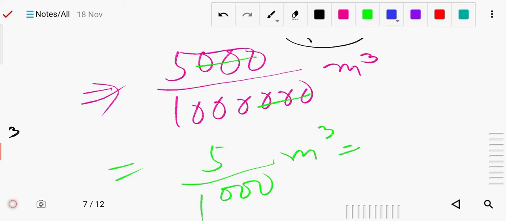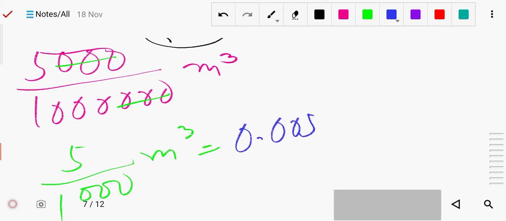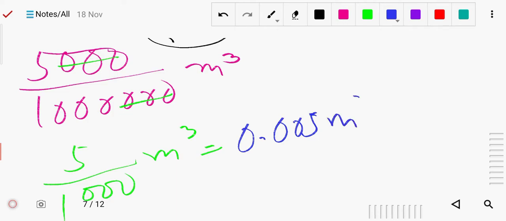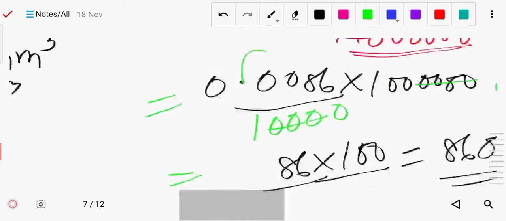Now you can convert it also. So you can write 0.005 meter cube. That's your answer. Because 3 zeros are there in the denominator, you count 3 decimal places and put the decimal point, so it is your answer.